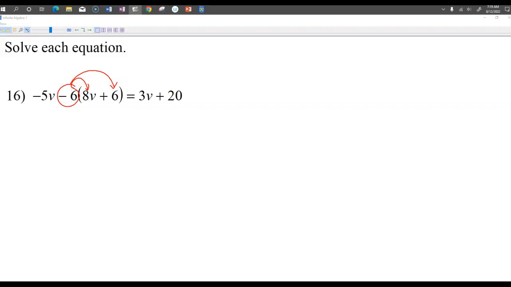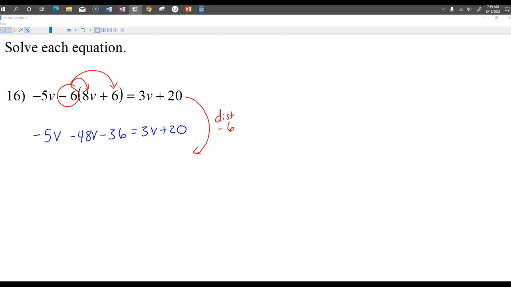Notice I included the minus with the 6 because that's part of the number there. So we're going to distribute the negative 6. All right, let's see what we get as a result of that. Negative 6 times 8 is negative 48. And negative 6 times positive 6 is negative 36. And everything on this side is going to stay the same.